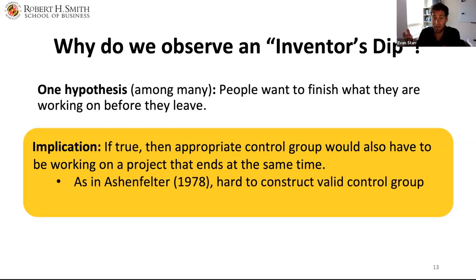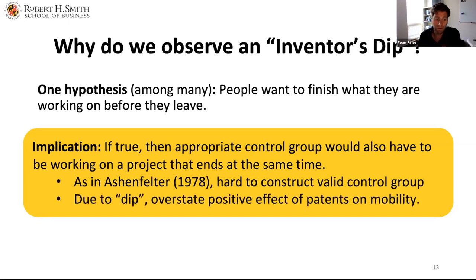But as in Ashenfelter's paper, it's very hard to construct this control group. And furthermore, because of this dip, you're going to end up overstating the positive effects of patents on mobility, because in the pre-period, you've got this big drop. And so in the post-period, it's going to look like there's an effect, even though there may not be.